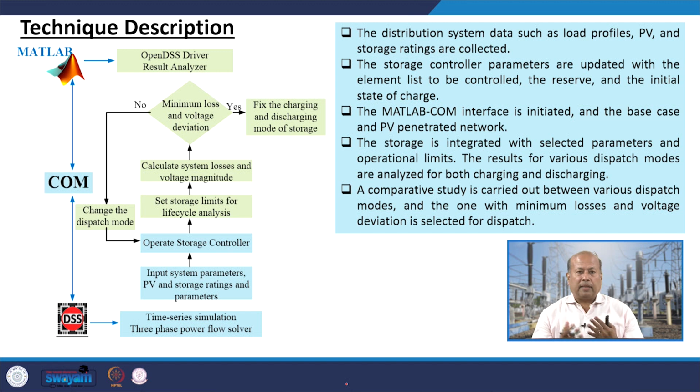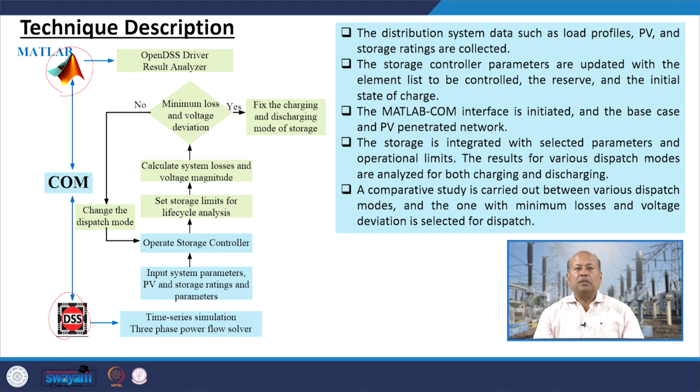Now, what is the technique to solve it? As you can see, it is basically a combination of both MATLAB and OpenDSS: OpenDSS driver, result analyzer. So we have taken advantage of OpenDSS along with MATLAB. Most of the codes and the applications of OpenDSS are being utilized efficiently.